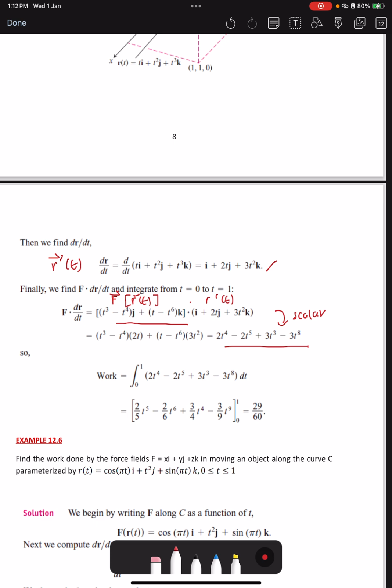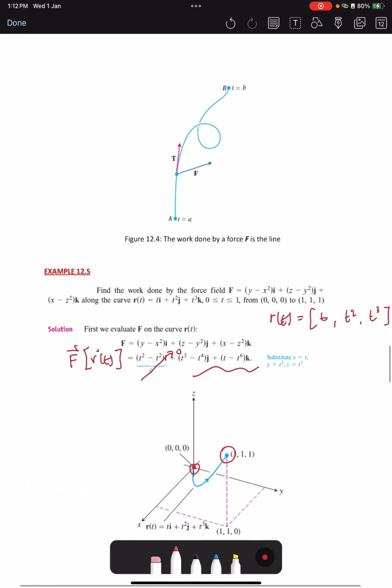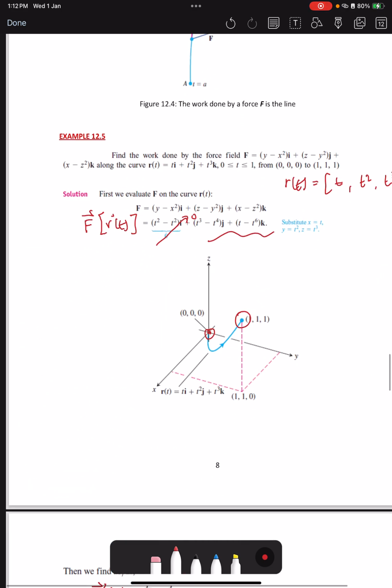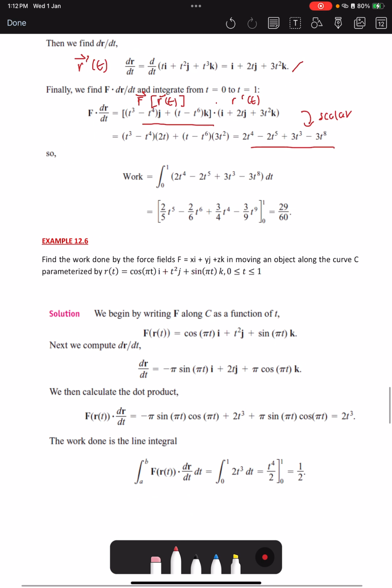Alright, and then you integrate it from 0 to 1. How do you know it's from 0 to 1? Looking at the curve here, it can only take the value from 0 to (1, 1, 1). Okay, and then you integrate from 0 to 1, you will get 2t to the power of 5 over 5, 2t to the power of 6 over 6, 3t to the power of 4 over 4, minus 3t to the power of 9 over 9, over the interval from 0 to 1. So when you substitute the values, you will get the answer 29 over 60.